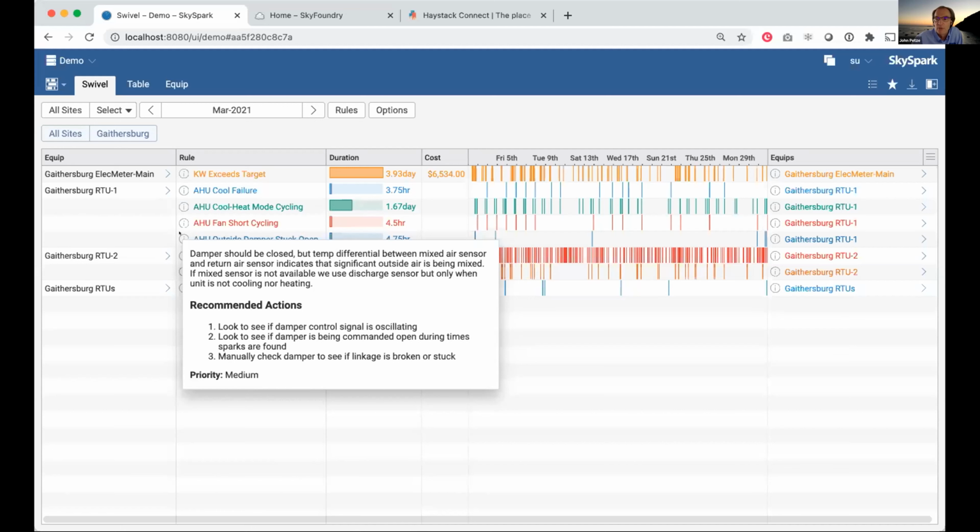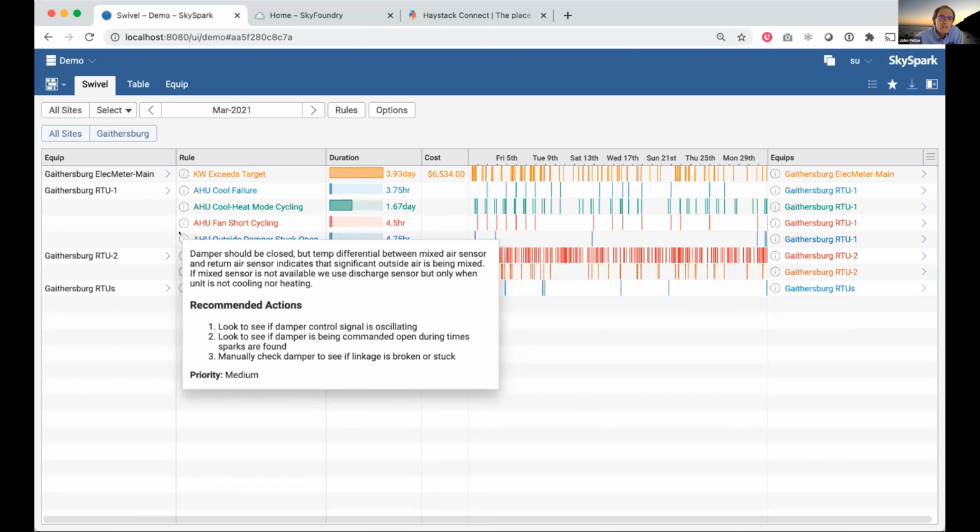So you can provide detailed instructions to your operators like we're looking at here. But let's review the help to get insight about this rule. When it says the damper should be closed, by that we mean it's looking at the control signal from the building management system, and it's at 0 or minimum position. But the temperature differential being seen between the mixed air sensor in the unit and the return air sensor is exhibiting a pattern that can only happen if outside air is coming in. So in other words, it looks like it's closed when we look at the screen of the BAS, but it's not. Outside air is coming in.